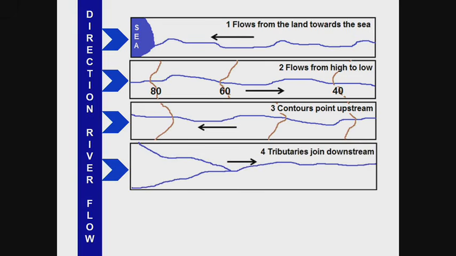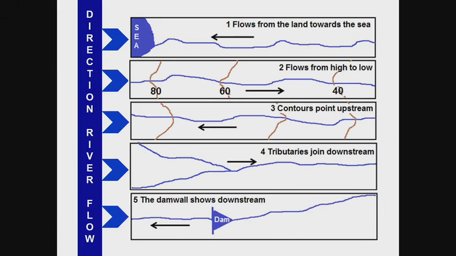And then the tributaries join. Look at the confluence. The confluence is the point where the tributary flows into the mainstream. Can you see that the confluence makes a V shape? There, can you see there? That V shape is pointing downstream. So this river is flowing from west to east.